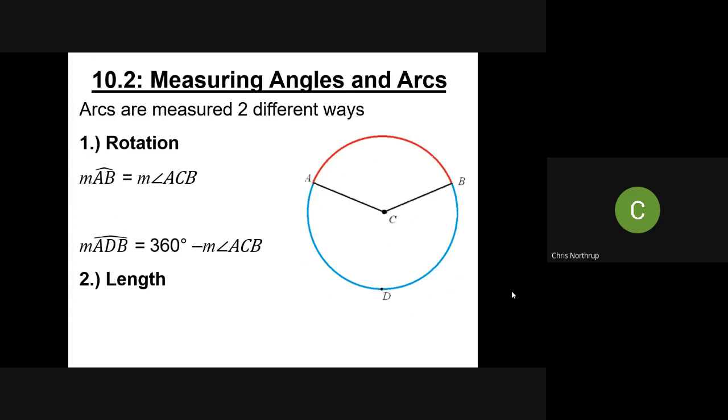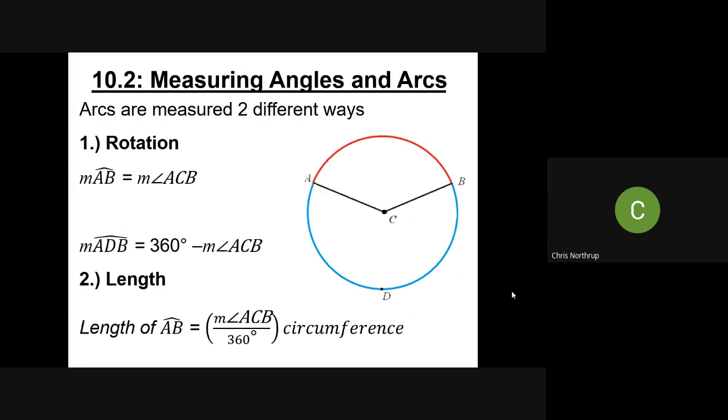The second way is length. So it's just going to be a portion of the length of a circle, which is circumference. So we're going to use this formula. This is called arc length. So the arc length of any arc is going to be a fraction of circumference. So the way that we get that fraction is we just take the angle that we're looking at and divide by 360. So angle over 360 times circumference. That'll give us a fraction of the total length of a circle, which is just circumference. So just remember circumference, that's 2 pi r, or pi times diameter. So those are the two ways we're going to measure arcs.